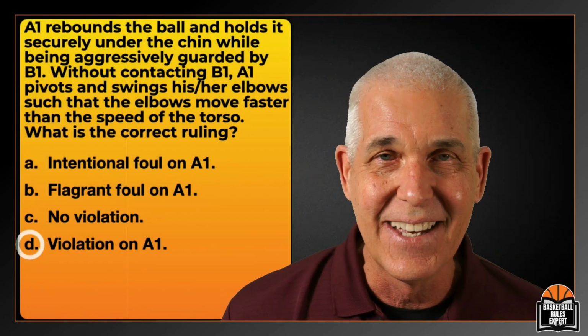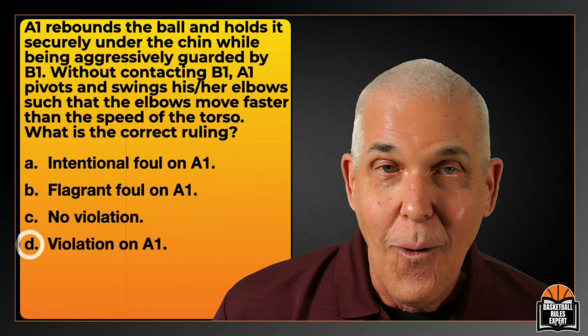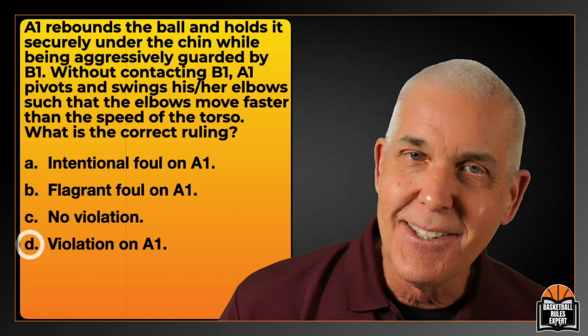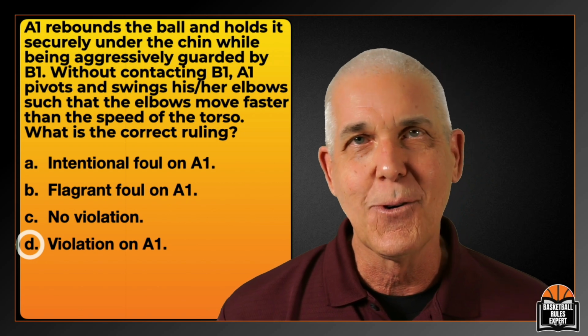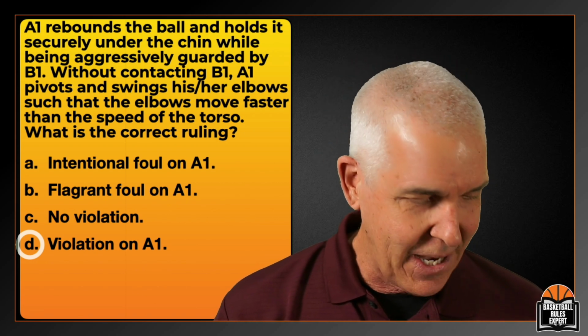But the language on this question makes it kind of obvious. Holds it, without contacting, pivots and swings his or her elbows such that the elbows move faster than the speed of the torso. It's probably taken pretty much verbatim from the rule. So that's our rules question there. Let's take a look at another rules question.